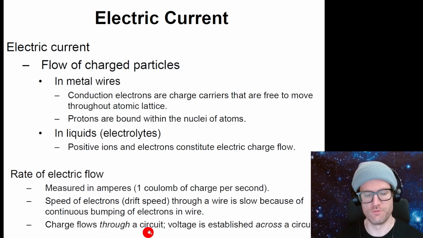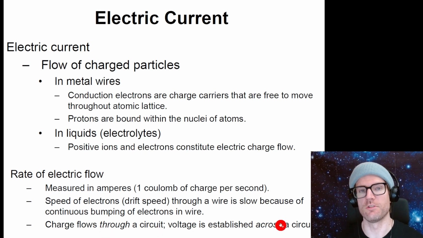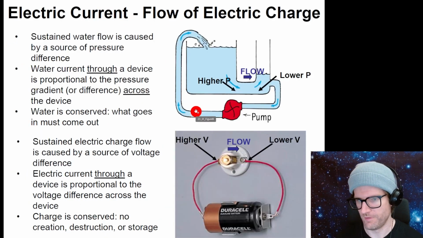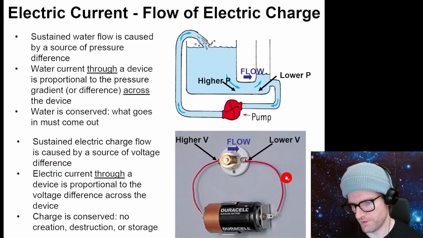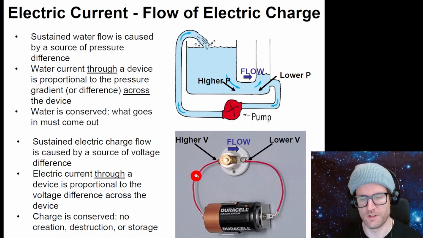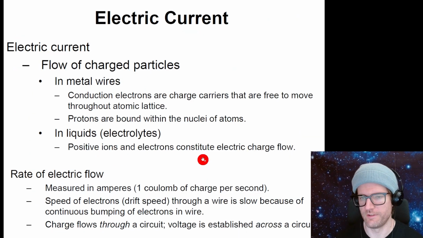Okay, charge flows through a circuit. Voltage is established across a circuit. Okay, so charge flows through the circuit. Voltage by the battery is established on the circuit, or across the circuit is a better word.